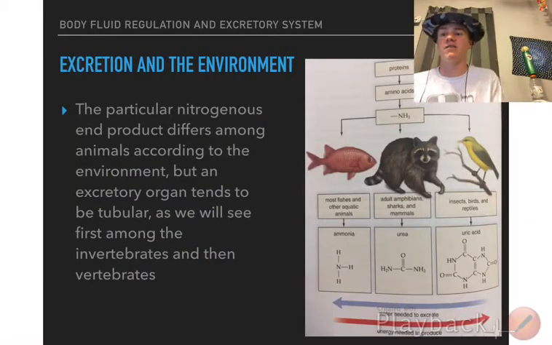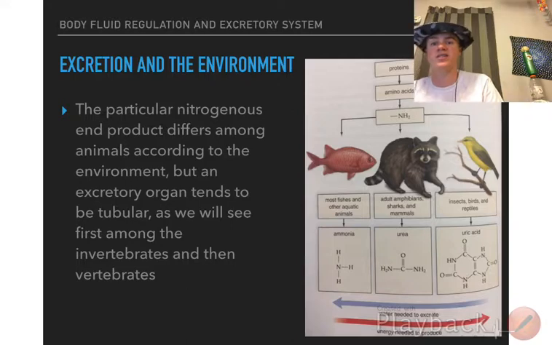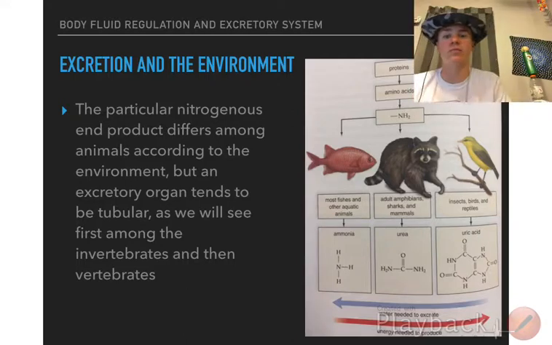All right, excretion and the environment. The particular nitrogenous end product differs among animals according to the environment, but an excretory organ tends to be tubular, as we will see first among invertebrates and then vertebrates. On the right here, we have an example of proteins being broken down to amino acids and then into NH2. For most fishes and other aquatic animals, they break that down into ammonia. Adult amphibians, sharks, and mammals break it down into urea. Insects, birds, and reptiles break it down to uric acid. It just depends on the animal and what they break it down to, but either way, they're going to have to excrete it.